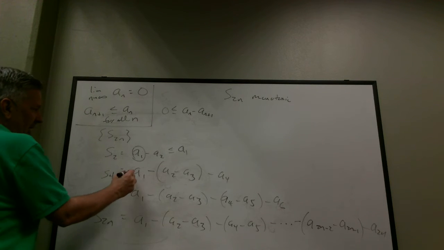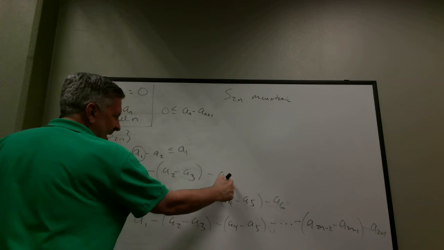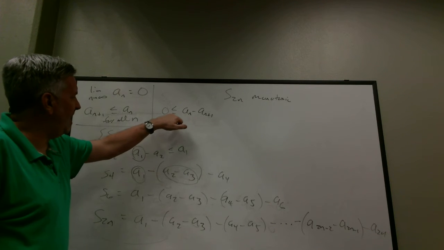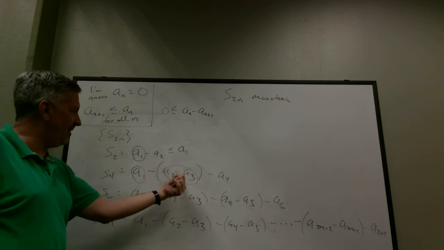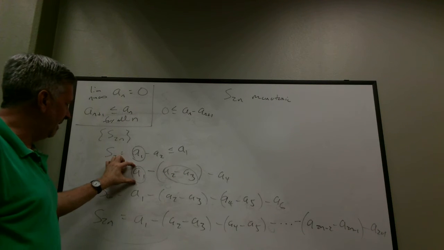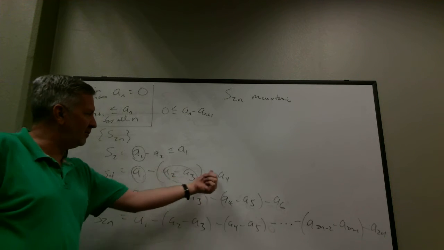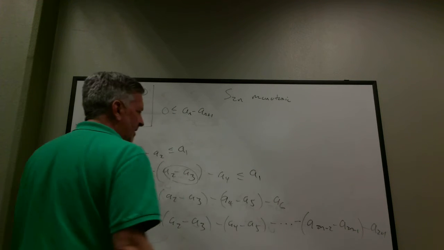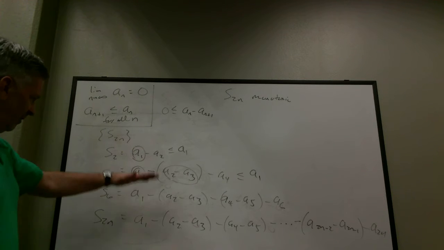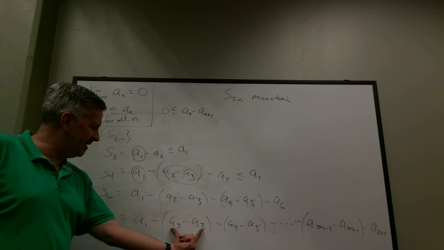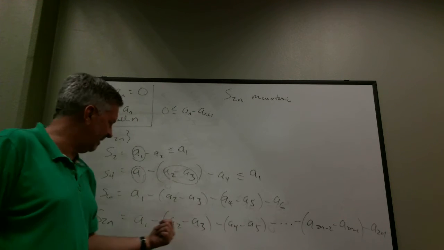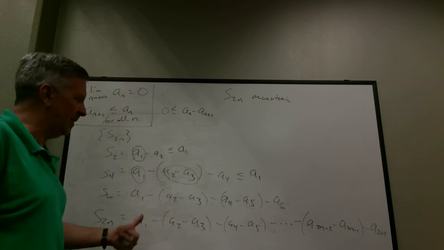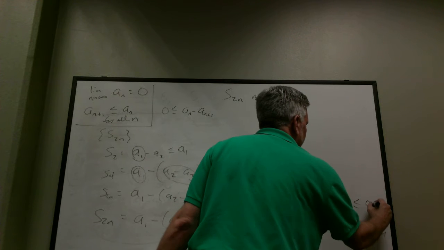Now let's look at S4. Here's A1. I'm subtracting A4 from it, so I'm getting smaller. Notice A2 minus A3 is non-negative. So I'm going to subtract a non-negative number from A1 as well. So you have A1, and you're subtracting a non-negative number from it, and you're subtracting another positive number from A1. So this is going to be less than or equal to A1, isn't it? And you could use the same argument all the way down, right? Here's A1. I'm subtracting a non-negative number from it, and another non-negative number, etc., and then I'm going to subtract a positive number from it. So this whole thing is going to be less than or equal to A1 as well.